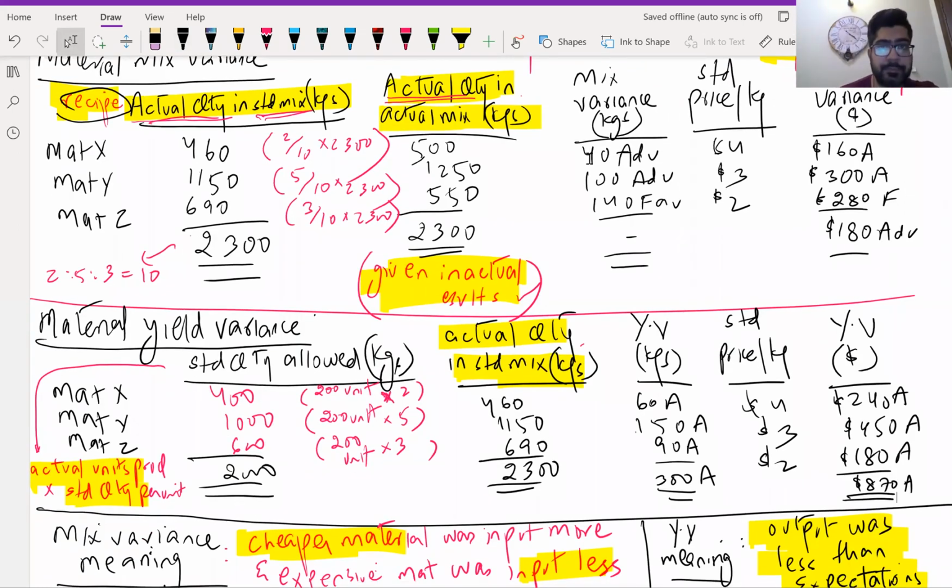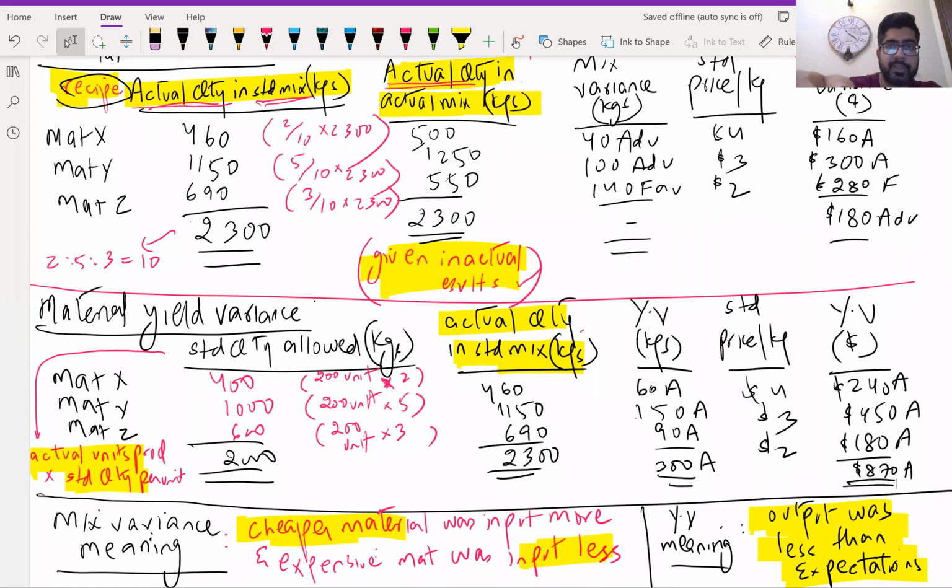Remember the meaning now. Yield variance is 870 adverse. Output variance is 870 adverse. Bad. So output was less than expectation. Yield variance is 870 adverse; output was less than expectation.